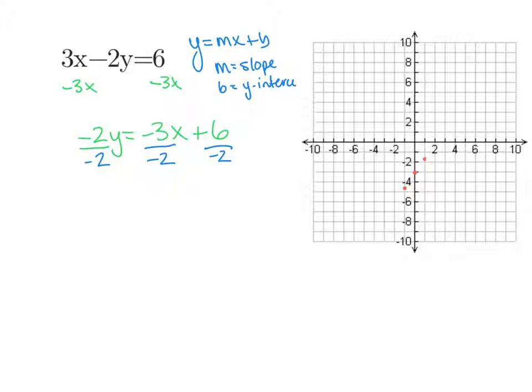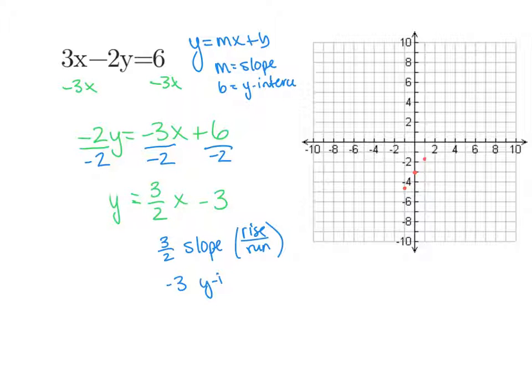Then when you rewrite your equation, you're left with y is equal to negative 3 divided by negative 2. The negatives cancel out, and you're left with just 3 over 2, and just leave it as 3 over 2. Then you have 6 divided by negative 2, which is negative 3. So now you have this equation of a line: y is equal to 3 over 2 x minus 3. We know that 3 over 2 is our slope. Again, remember from my last video, that's rise over run. And negative 3 is your y-intercept.